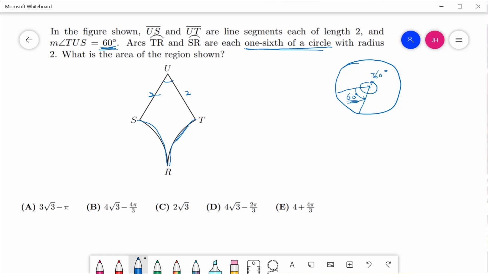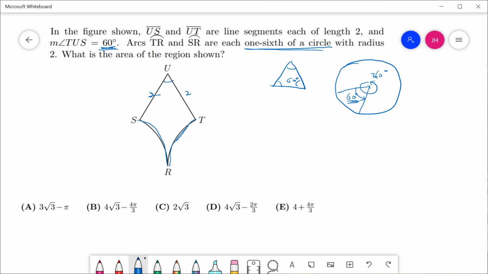All right, does that remind you of something? Does that remind you of anything? I think yes, an equilateral triangle, right? For an equilateral triangle, all angles are 60 degrees, each of them.